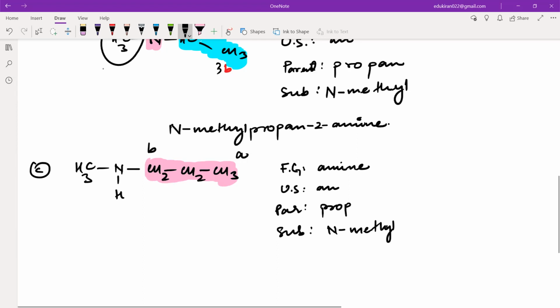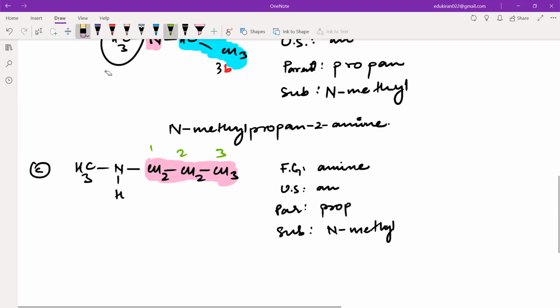Now we can start. There are only two ways of numbering. I can either do a numbering like this: 1, 2, and 3, or I can do 1, 2, and 3. There is a rule, the lowest locant rule, which says that the sum of all the positions that you have mentioned in the nomenclature should be lowest. So I will be choosing the first one, 1, 2, 3, the green one.